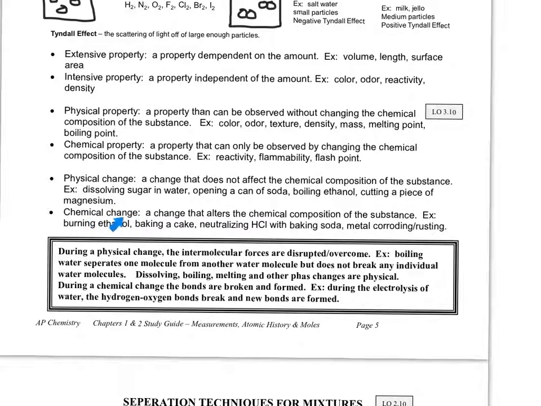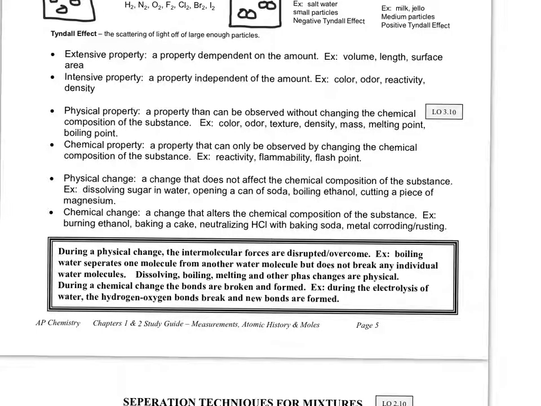A chemical change, however, is a change that alters the chemical composition of the substance. For example, if I burn the ethanol, then it turns into carbon dioxide and water. It's no longer ethanol. If I bake a cake, or if I neutralize HCl with baking soda, then I'm doing a chemical reaction changing my substances. If I see a metal corroding or rusting, then it has oxidized. So these are chemical changes.